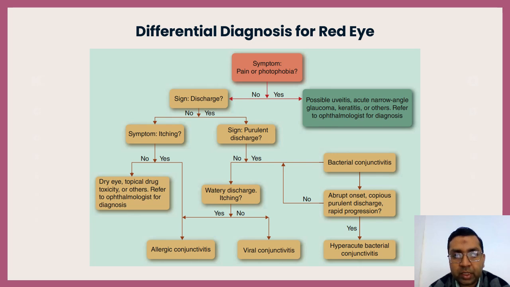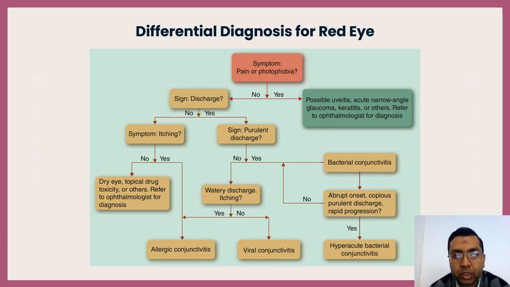But if there is no discharge and no itching, it is a condition of dry eye, topical drug toxicity or other substances, and we will treat it with different types of medications. And if the discharge is yes, then we check which type of discharge, whether it's a purulent discharge or a watery discharge.